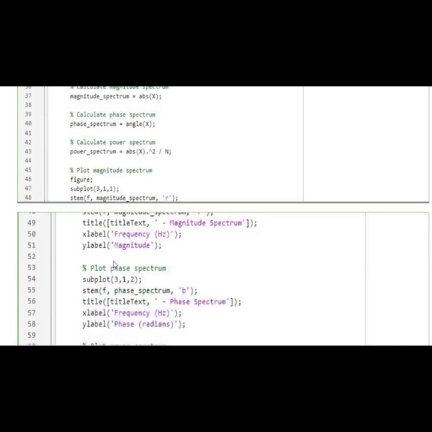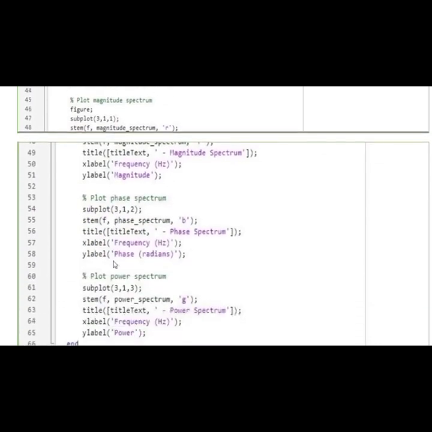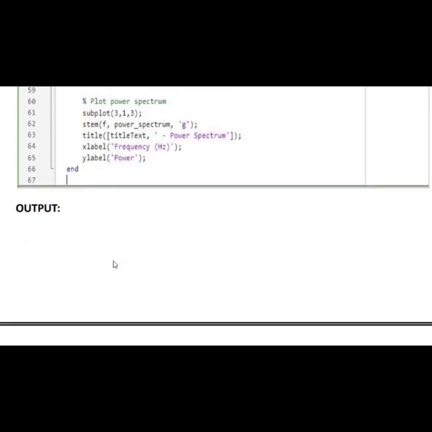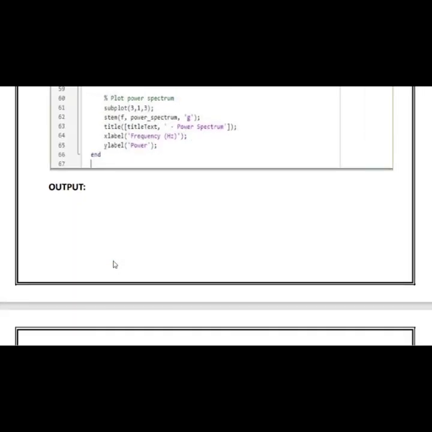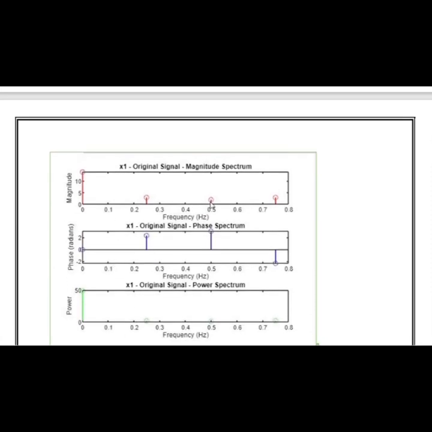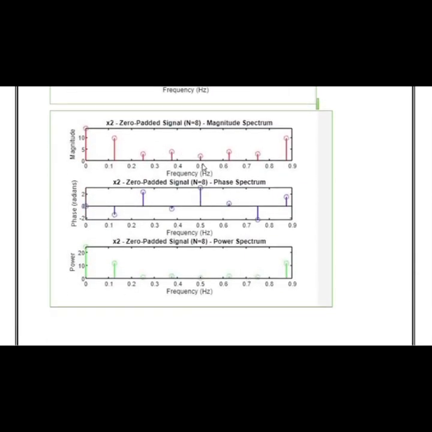This is the frequency vector, and calculate the magnitude spectrum. Magnitude spectrum is equal to absolute of x. Calculate the phase spectrum, calculate the power spectrum by the given formulas, and plot the magnitude spectrum. Give them a title, x label, y label, plot the phase spectrum, plot the power spectrum, and the output of the resulting code is this.